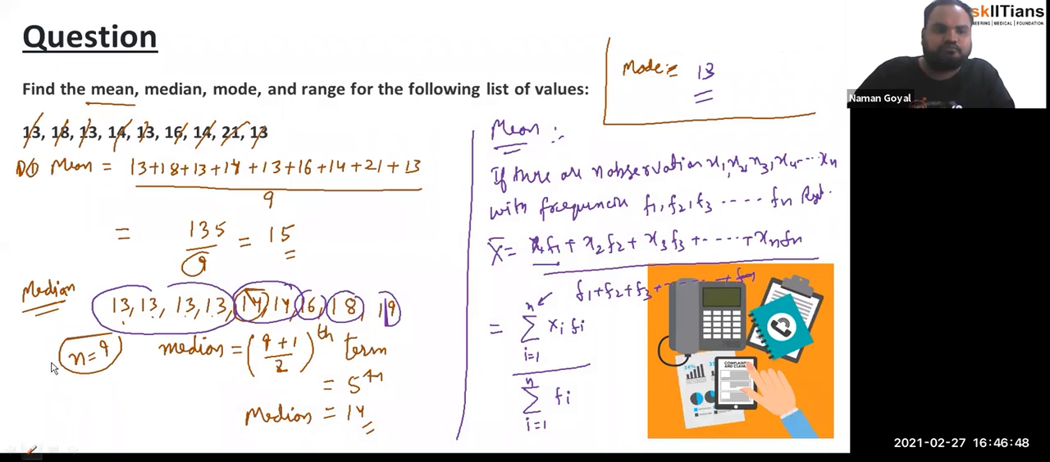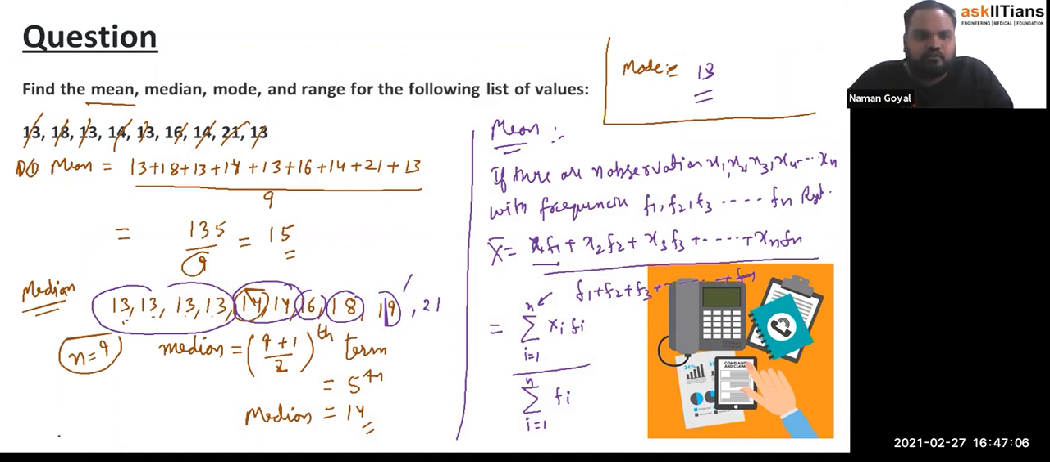It is also asking for range, right? So range is what? Maximum minus minimum. So maximum is 19 and minimum is 13, right? No, 21 is left, right? 21 got left out. So I have to take 21 also. Now the number of terms becomes 13.